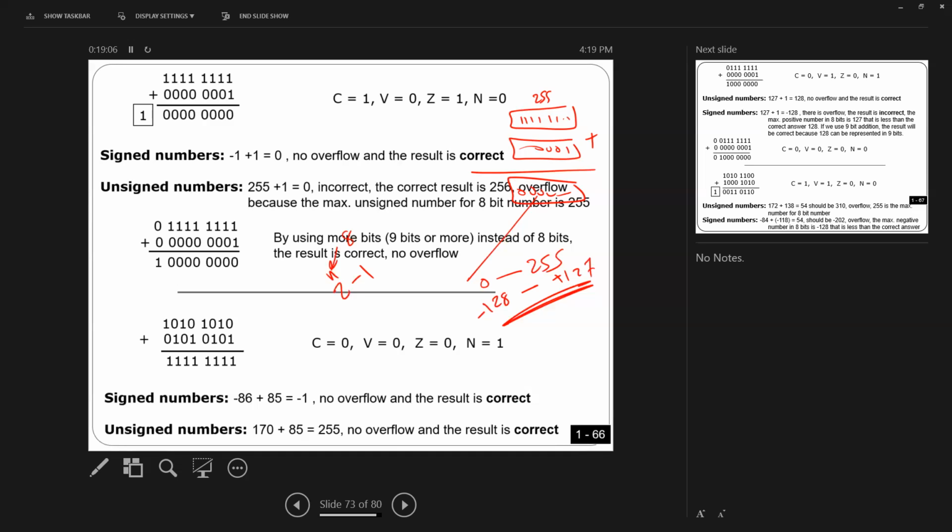Very simple. Is that okay? That's why, if there is overflow, 100% the result is incorrect. What you are going to get is incorrect for sure. You get what I'm saying?